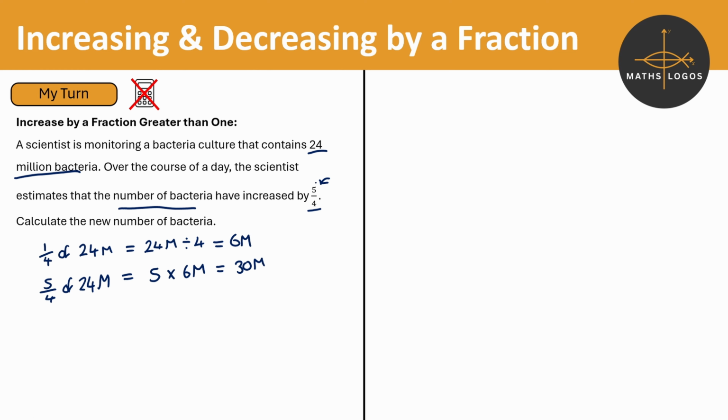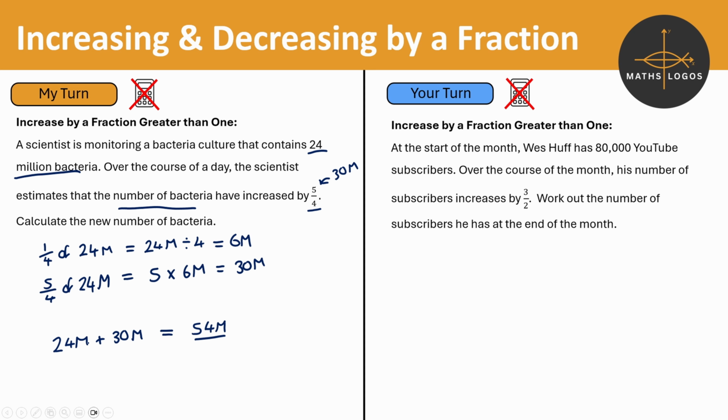The number of bacteria have increased by 5/4. We've worked out that that is equivalent to 30 million. Calculate the new number of bacteria. Well, we had 24 million and we've gained 30 million. So that is equal to 54 million. Pause the video and give this question a go.